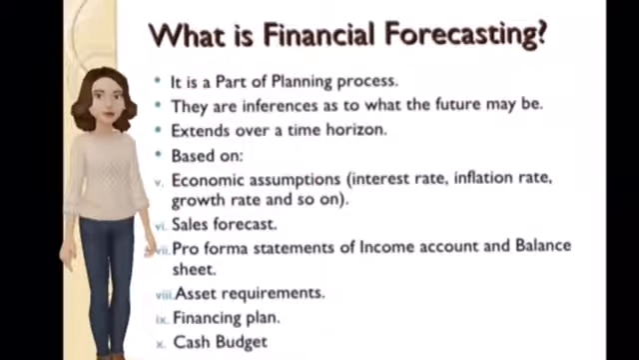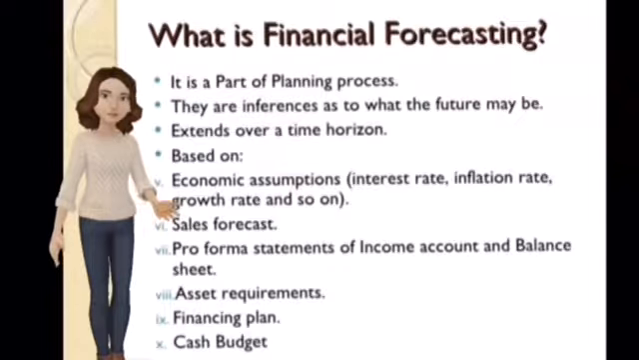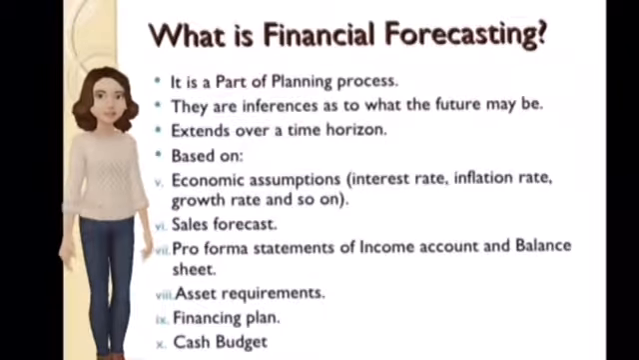There are two types of pro forma financial statements. First, a statement of planned investment and financing for a future period, known as the pro forma balance sheet. Second, the statement of planned profit or loss for a future period, known as the pro forma income statement.